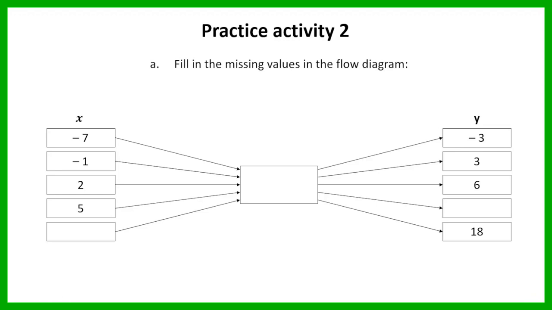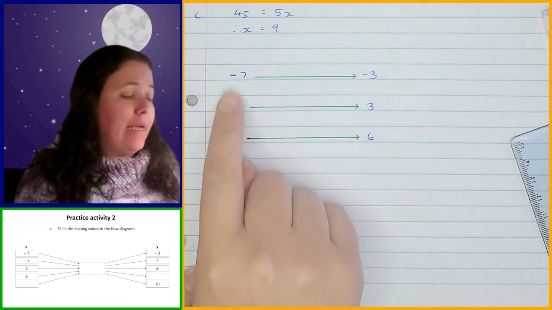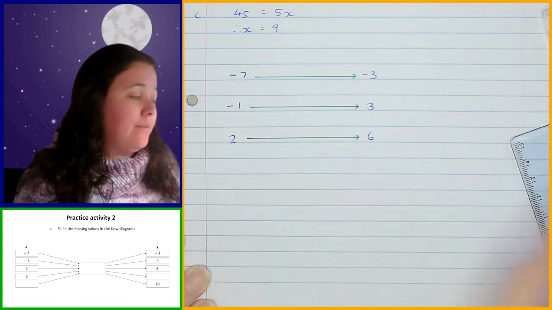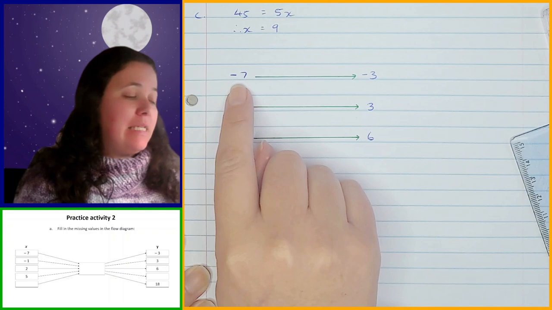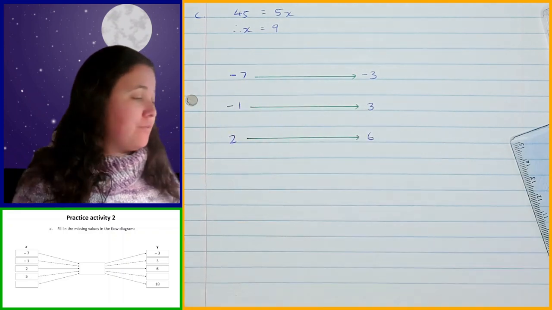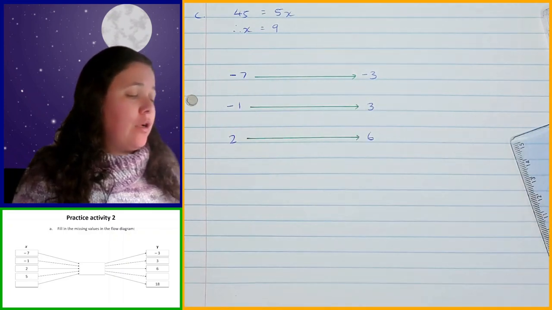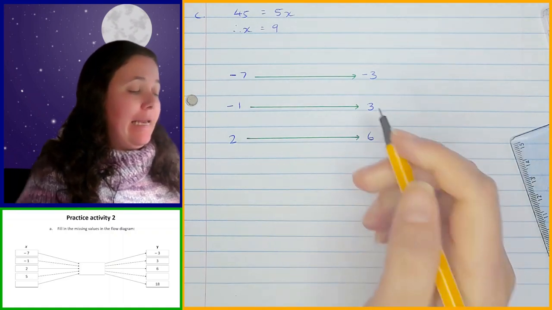Okay, so let's see what you got for that flow diagram. First of all, we need to find our rule. Over here I've got my input and output values that were given. How do we get from -7 to -3? To get from -7 to -3, I can add 4.